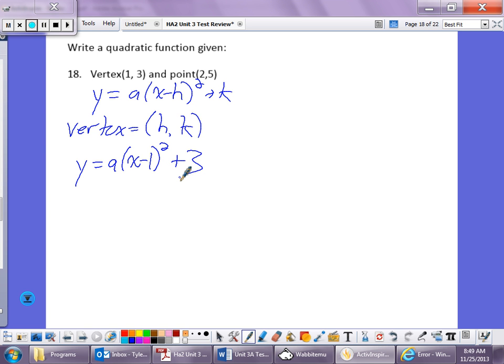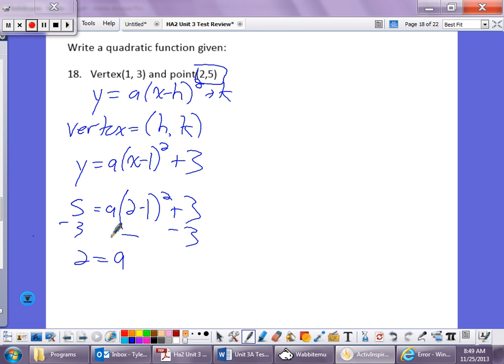So now all I'm missing is my a term. And lucky for you, they give you a point, (2, 5). So I'm just going to plug 2 and 5 in for x and y and solve for a. So you get 5 equals a(2 minus 1) squared plus 3. All right, and then we just solve. Minus 3, 2 equals a, and you're done, really. Solve for a, so your final answer would be y equals 2(x minus 1) squared plus 3.